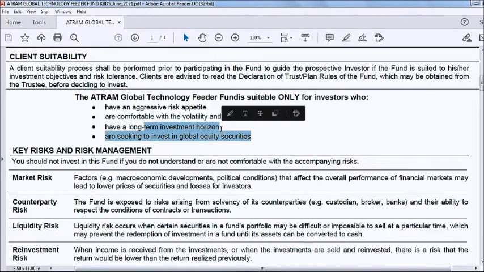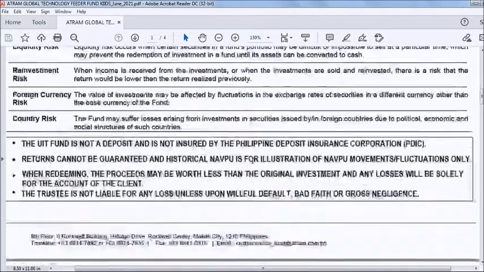Yan, naka-specify naman siya dito. So, I would say if you are an aggressive type of investor, check ka na dyan. Your comfortability with the volatility and risk of an equity fund, tataas bababa yung value nito. Kung check ka dyan, you're suitable for this. And then, kapag long term naman, more than 5 years or 10 years mo kakailanganin yung fund. It depends on your investment objective, kung para saan yung money that you are investing. Then, check ka na dyan. And if you are seeking to invest in global equity securities, kung check ka dito sa apat na to, then definitely ATRAM Global Technology Feeder Fund is for you.